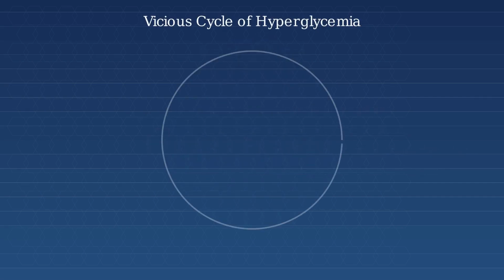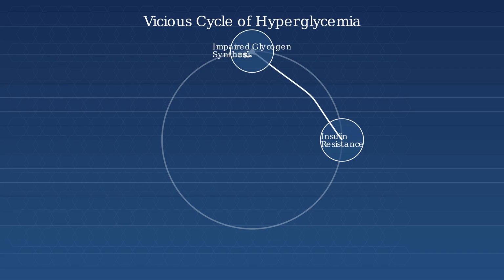The relationship between diabetes, insulin resistance, and glycogen metabolism creates a vicious cycle. Insulin resistance leads to impaired glycogen synthesis in liver and muscle tissues. This impairment contributes to hyperglycemia, as glucose cannot be efficiently stored as glycogen.